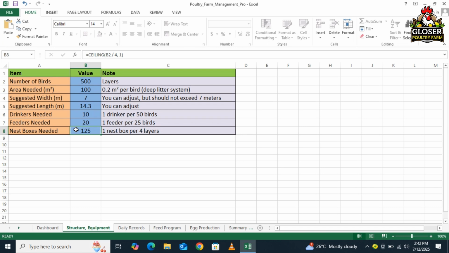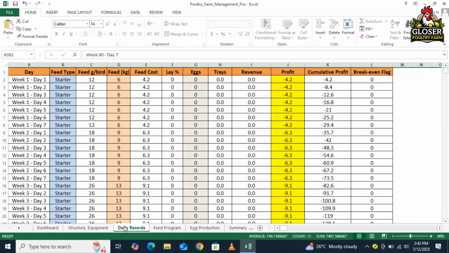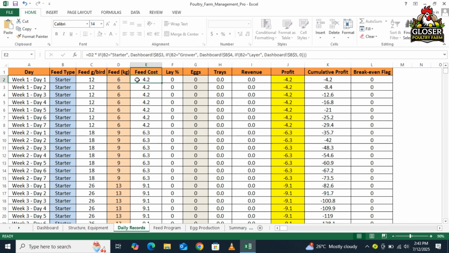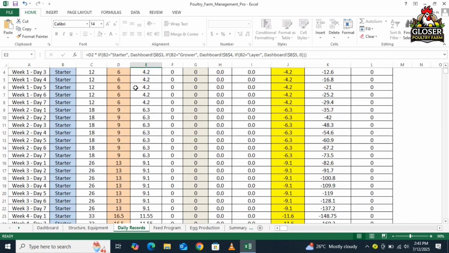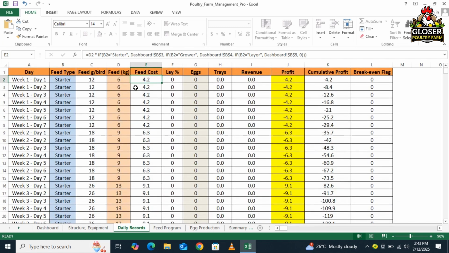Once the housing and equipment plan is ready, we move to the daily record sheet. This is where you track the actual day-to-day feeding and production on your farm. For example, on the first day of the first week, the tool shows that 500 baby chicks will need 6 kilograms of starter feed. Since we entered a starter feed price of $0.7 per kilogram, the total feed cost for that day will be $4.20. This kind of tracking continues for each day of the cycle, automatically adjusting the type and quantity of feed as the birds grow older.